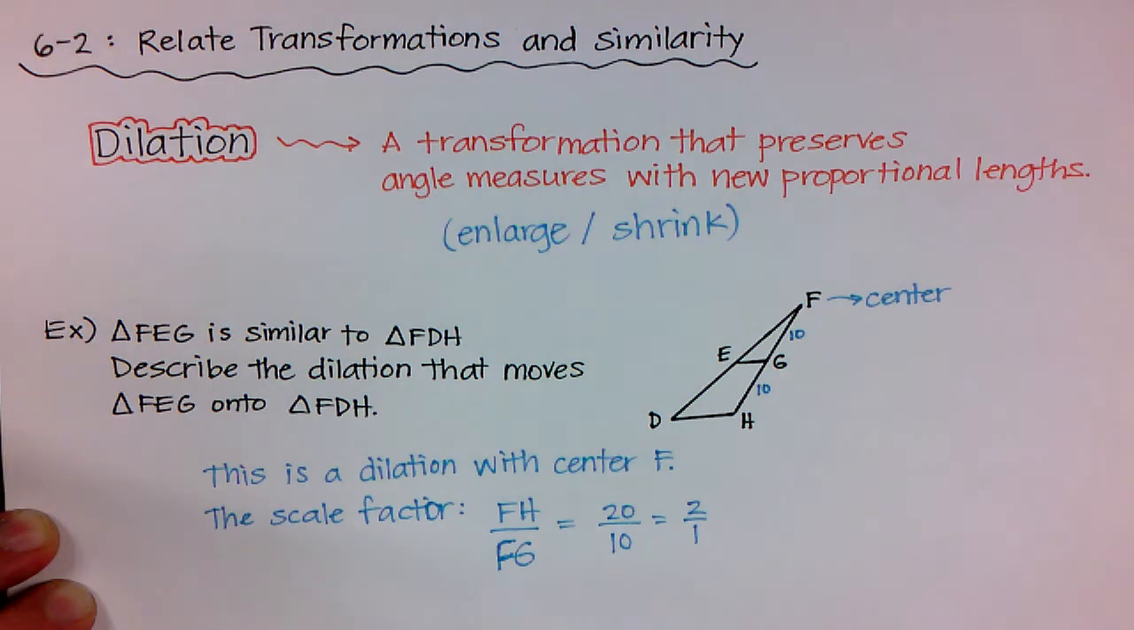Okay, and again, I just want to make sure that you're always starting with the second image. So here it's saying triangle FEG onto triangle FDH. This is the second image, so that's the one that you're going to start with.